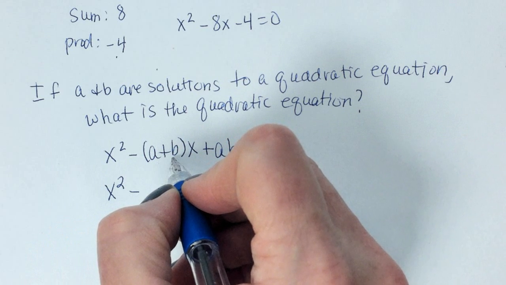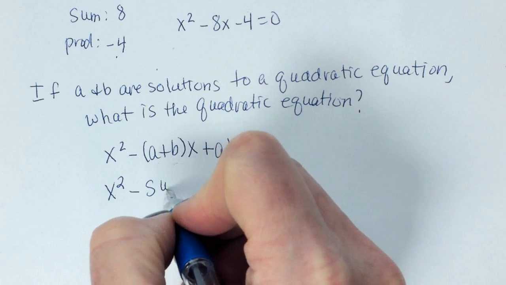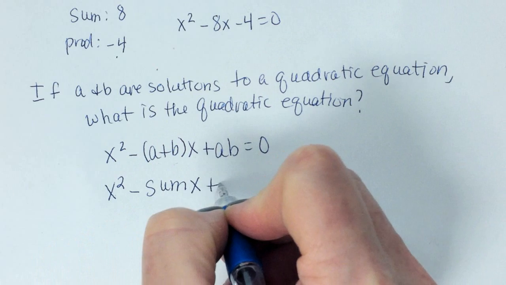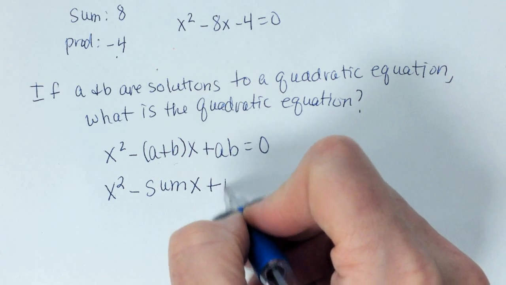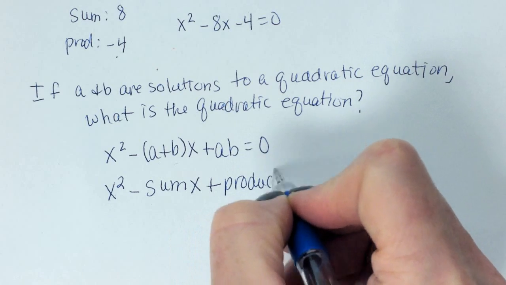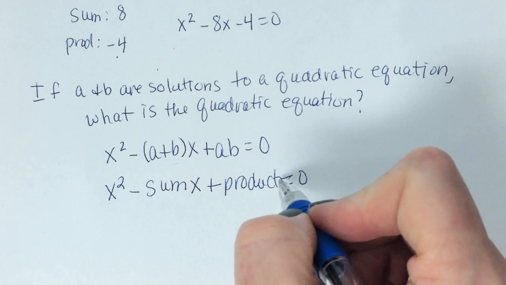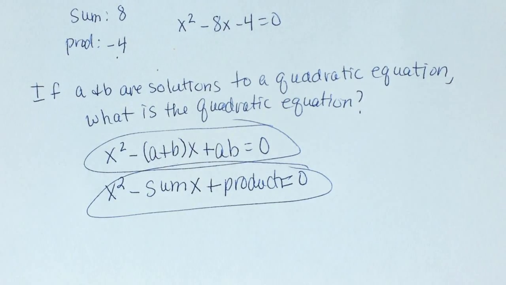Sum, difference, product, quotient. So it's x squared minus the sum of the two solutions times x plus, what is this? Product equals 0. This is an equation, either one of those two forms, that we're going to be using quite a bit.